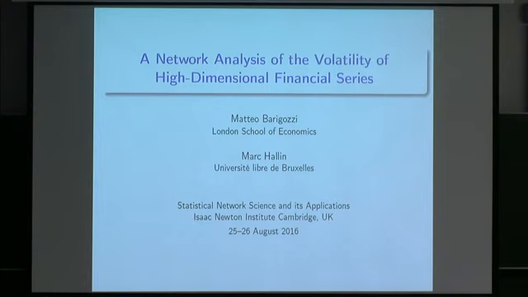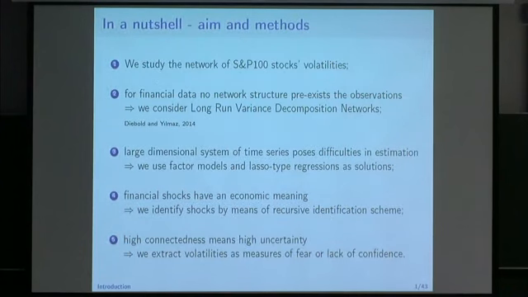So this is a summary of what we do in this paper, a very quick and brief summary. What we do here is study the network built using volatilities of returns of stocks quoted on the S&P, Standard & Poor's 100 stock exchange in New York. This is done using data for the last 13 years, and we will put a particular focus on the years corresponding to the financial crisis, so 2007 and 2008.